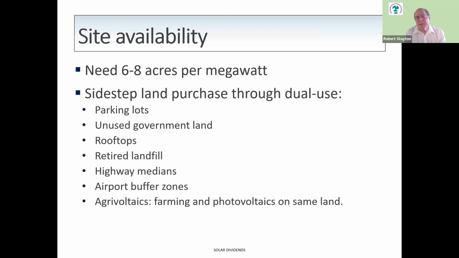The second factor is finding a suitable site for the community solar farm. This is a local resource specific to your situation. You will need roughly 6 to 8 acres per megawatt of solar. Dual use of the land sidesteps the high cost of land purchase. So look into parking lots, unused government land, rooftops, retired landfills, highway medians, airport buffer zones, and even consider agrivoltaics, which is doing farming and photovoltaics on the same land.